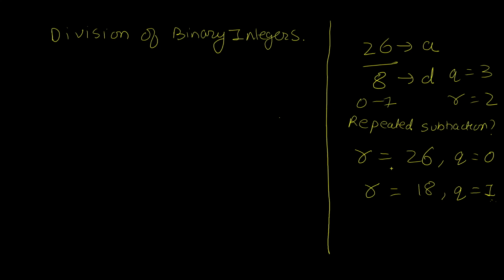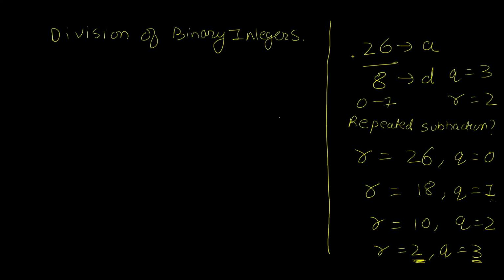18 is still bigger than my divisor D, so I want to repeat the process again. After subtracting 8 one more time, I will have R equals 10 and a quotient of 2. 10 is still greater than 8, so I do it one more time. I have R equals 2 and quotient equals 3. Since this 2 is now less than 8, I stop, and that leads me to my quotient of 3 and the remainder of 2.